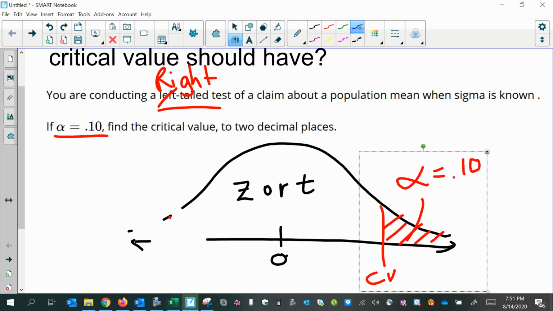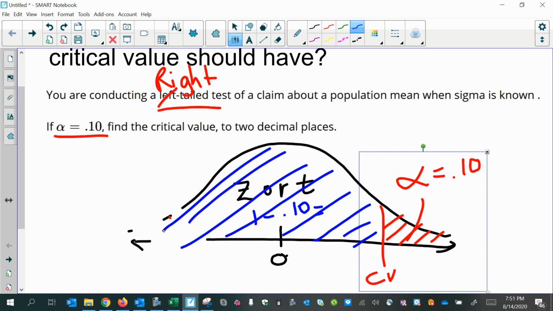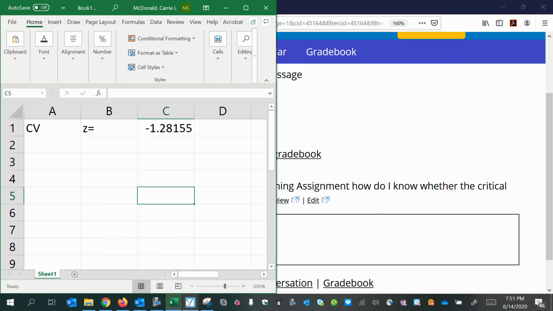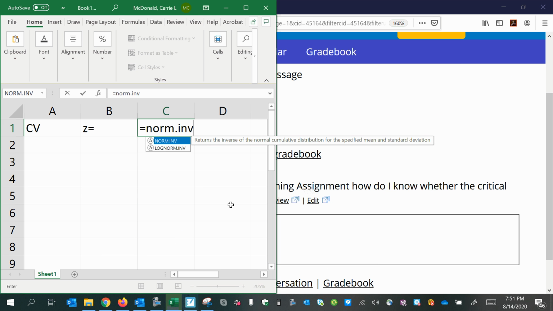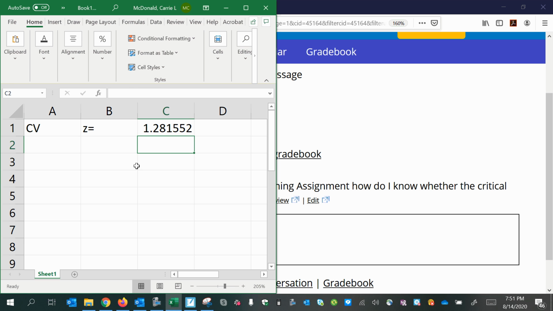The area to the left of this critical value would be 1 minus the 0.10. So all the way to the left here is an area of 0.9. So if I wanted to use norm.inv on the left area for 0.9 with a mean of 0 and a standard deviation of 1, then I get the positive version of that answer.